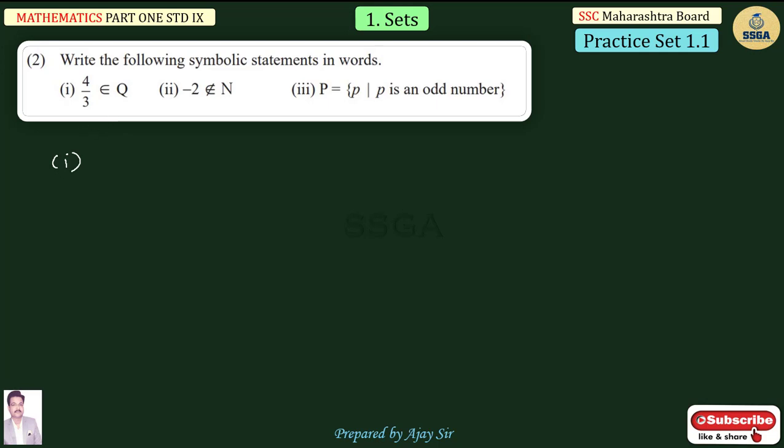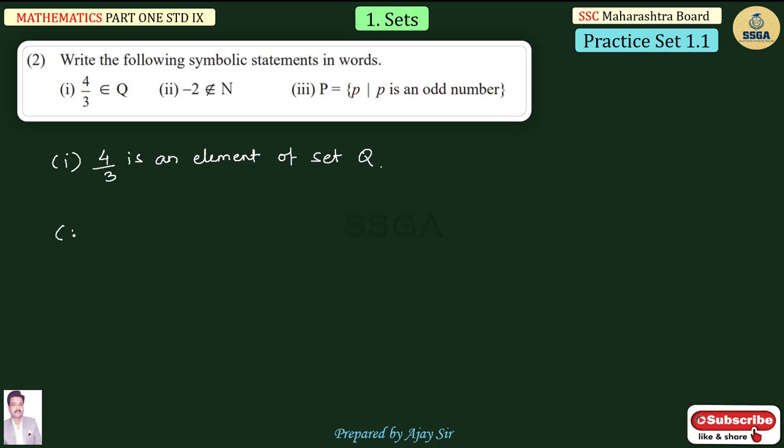we have to write this in the form of words. First we will read this. 4 upon 3 belongs to, this symbol is belongs to, set Q, or 4 by 3 is an element of set Q. So we write: 4 upon 3 is an element of set Q.